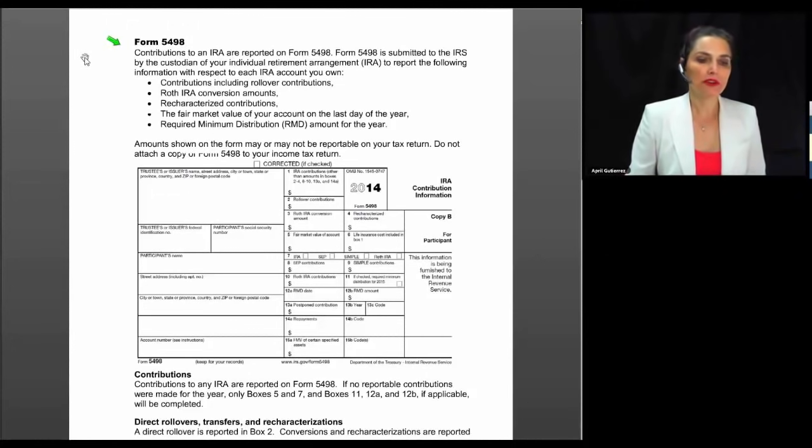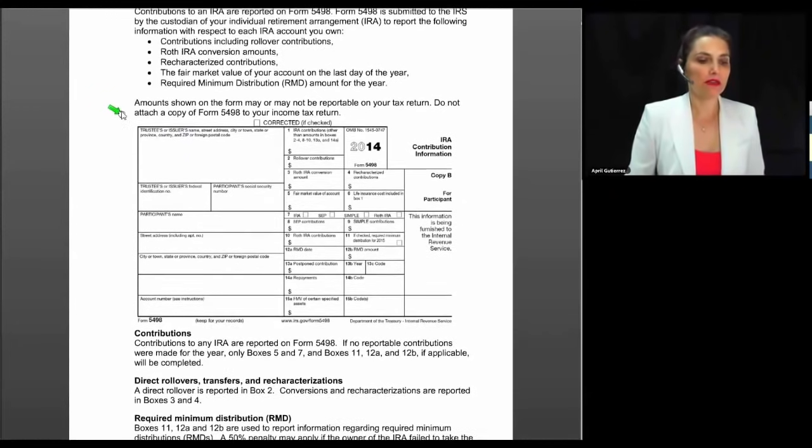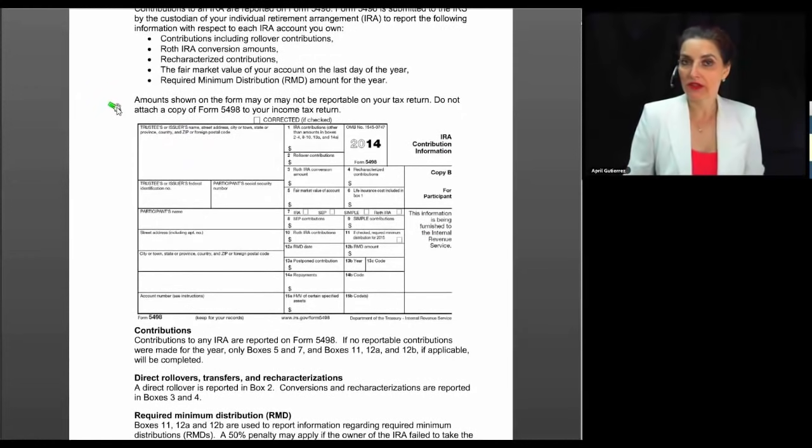So Form 5498 is submitted to the IRS by the custodian of your individual retirement account to report the following information with respect to every single IRA that you own. Firstly, contributions including rollover contributions, also Roth IRA conversion amounts, recharacterized contributions, the fair market value of your account on the last day of the year, as well as required minimum distribution amounts for the year. And the amounts shown on the form may or may not be reportable on your tax return.